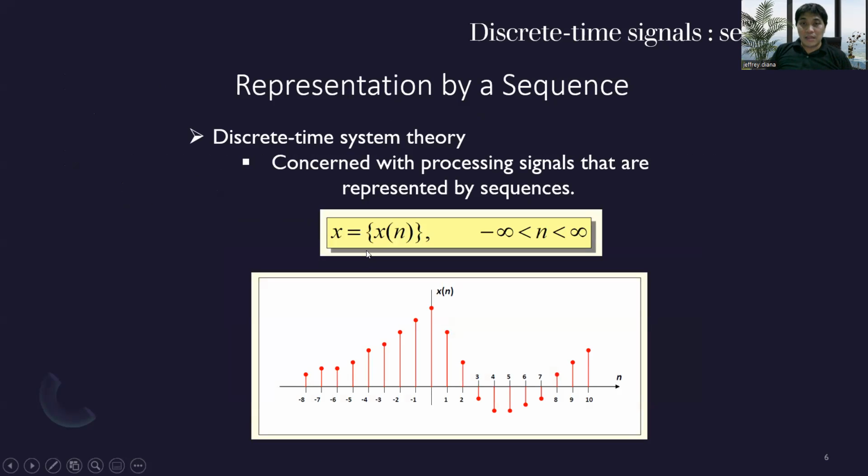For the representation by a sequence, discrete time system theory is concerned with the processing of signals that are represented by sequences. x = {x[n]}, where n is between negative infinity and positive infinity.